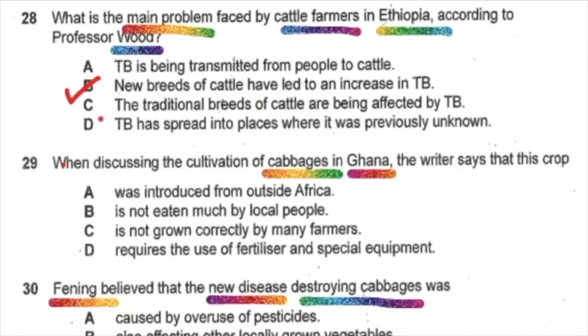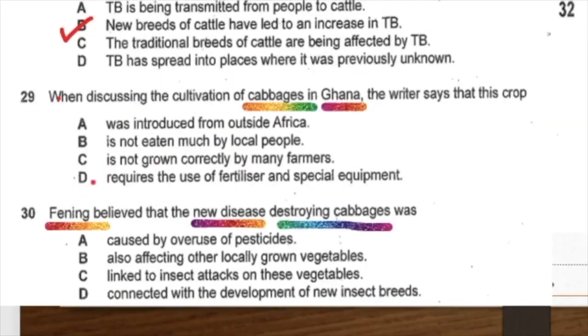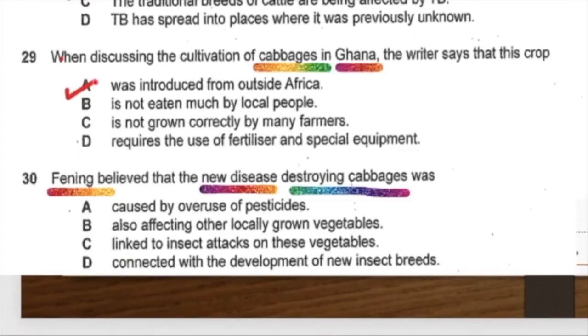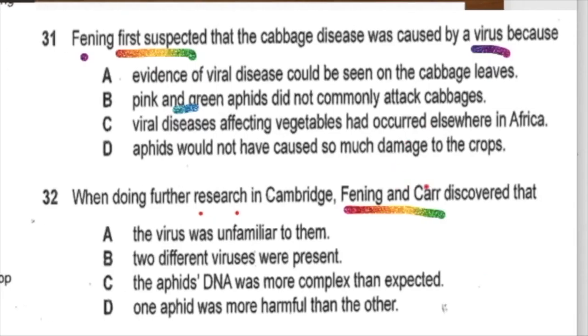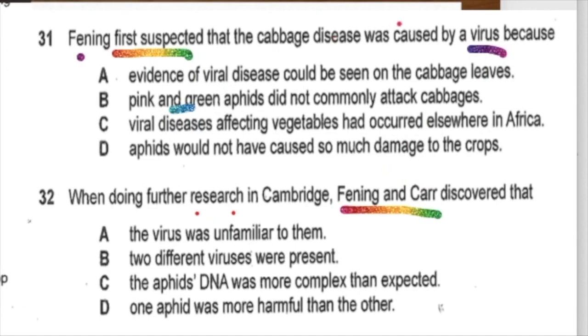28 we marked it as B. 29 it is indigenous. It was not indigenous, so it was A. New disease destroying cabbages was linked to insect attacks on these vegetables. 31, Fenning first suspected cabbage disease was caused by a virus because aphids would not have caused so much damage. 32 is when doing further research in Cambridge, the virus was unfamiliar to them.